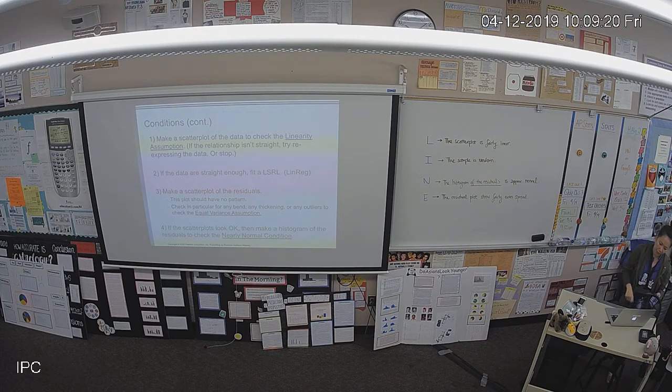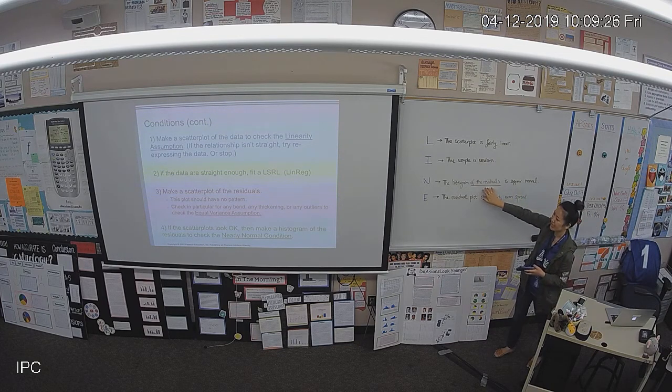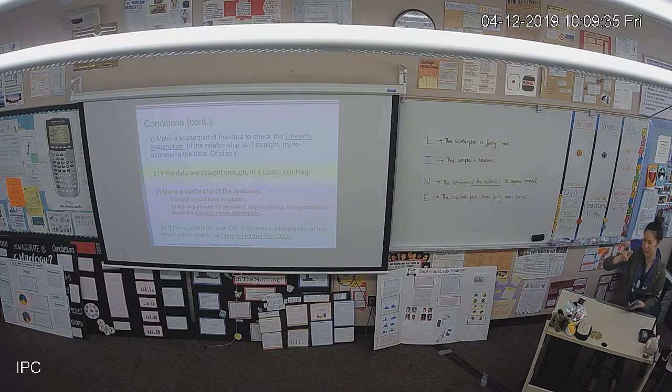All right, and step 4 is you check the nearly normal condition. So make a histogram of the residuals, and then make sure that it looks fairly normal. Just so you know, there's going to be a pretty low bar in terms of what we think is close to normal when it comes to that. It's not going to be perfect. Okay, so let's try it.